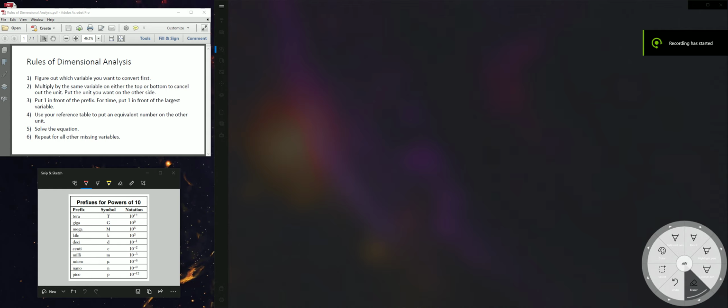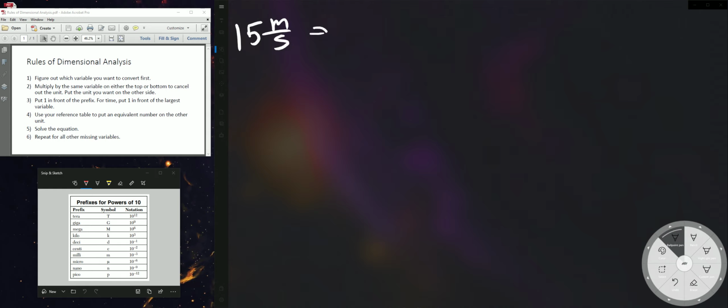Number 4. Number 4 says if I'm driving at 15 meters per second, I'm still on eraser. 15 meters per second. And I want to convert that into kilometers per minute. So I want to get rid of one variable first. I want to get rid of meters. Alright, I want to turn that into kilometers.